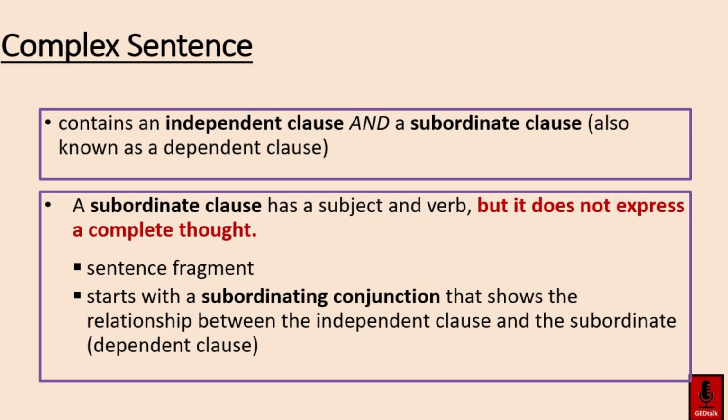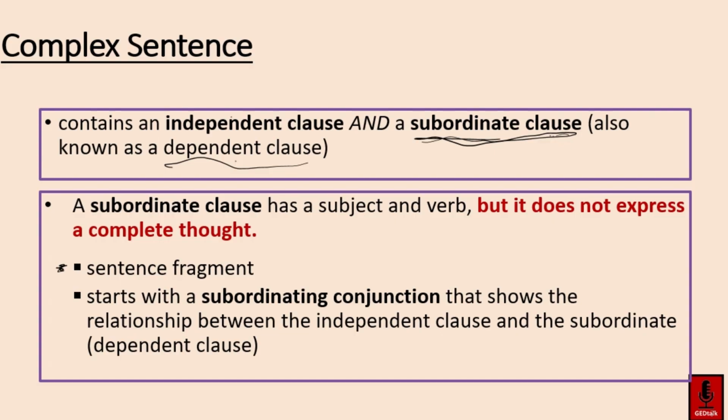Next up, complex sentences. So as you can see, complex sentences contain an independent clause and a subordinate clause, also known as the dependent clause. So when we have a complex sentence with that independent clause, it can stand on its own. And then we have that subordinate clause. Well, the subordinate clause has a subject and a verb, but it does not express a complete thought. It is considered a sentence fragment. For those of you who remember the days of being in school, if you ever wrote a sentence and your teacher said, hey, that's a sentence fragment, it's not a complete thought, it would be considered a dependent clause.